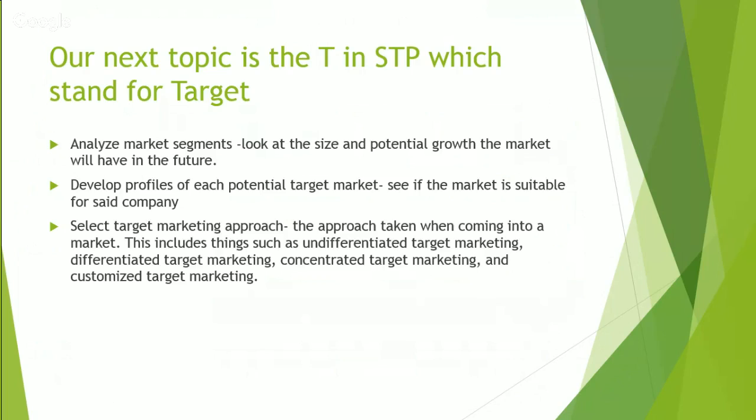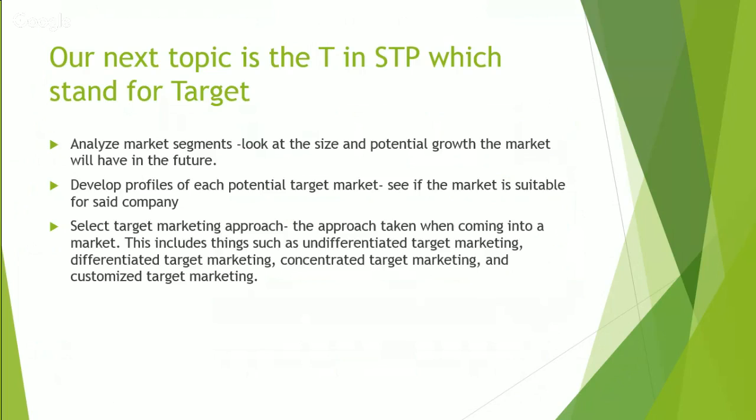The third step, select target market approach, looks at undifferentiated target marketing. This just looks at the overall mass market. Then differentiating target marketing sets your firm apart from others, anything from technology to leadership. Concentrated target marketing is a more focus-based way of targeting. Basically, a firm takes over a small market and just dominates that one area.